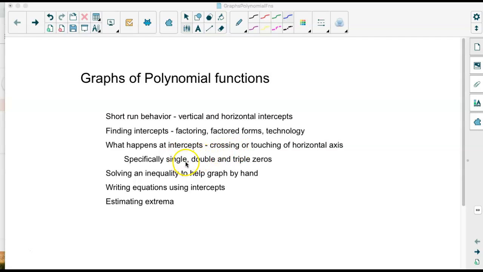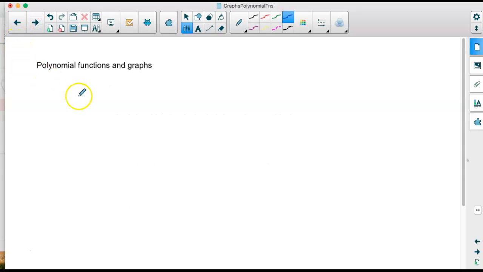We're going to look specifically at zeros that have multiple zeros, and we're going to look at how an inequality can help us determine what the graph looks like. We're going to write some equations using the intercepts, and we're going to estimate extrema using Desmos. So those are the topics we'll go through in this video. Let's start with what does a polynomial graph look like?